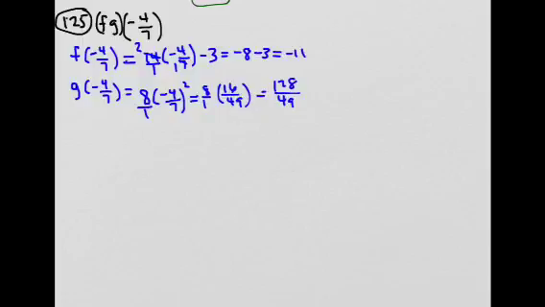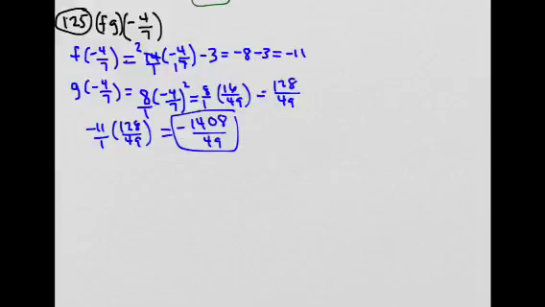Okay, so now we multiply negative 11 times 128 over 49. And remember, it's 11 over 1. And so we're going to do, let's see, times 11, negative 1,408 over 49. That would be the answer for that one.